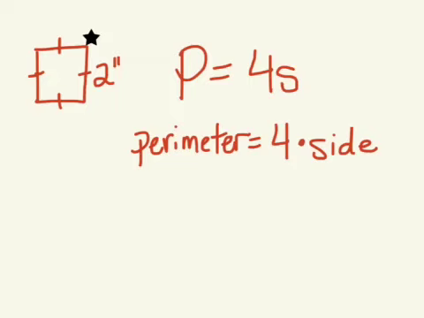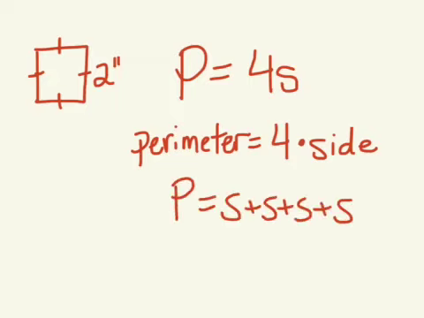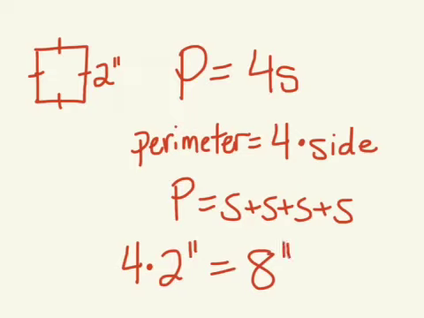So 2 inches times 1, 2, 3, 4. Or side plus side plus side plus side. Lots of different ways that you can chunk that and group that. I think for this square, the most efficient thing would be to say 4 times 2 inches would be 8 inches. They're just regular inches because we're just measuring from one point to another. We're not measuring the area inside. We're measuring around.